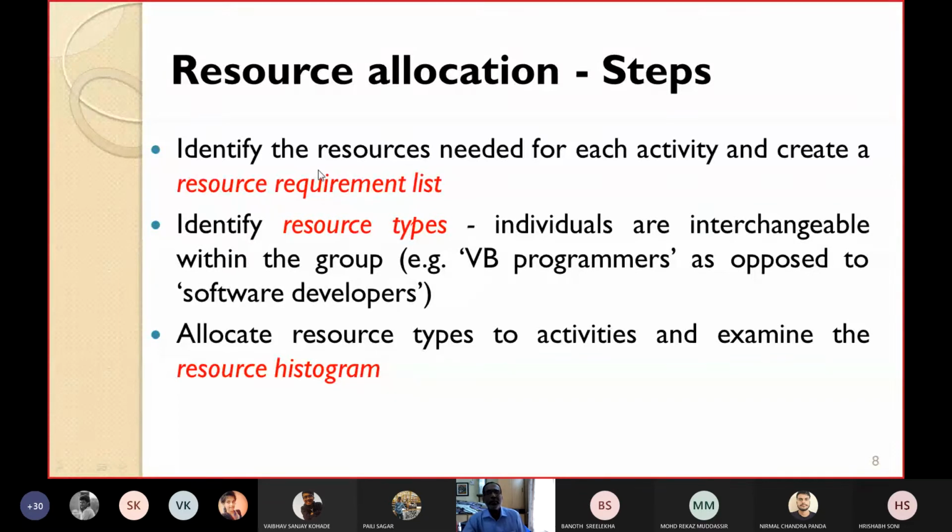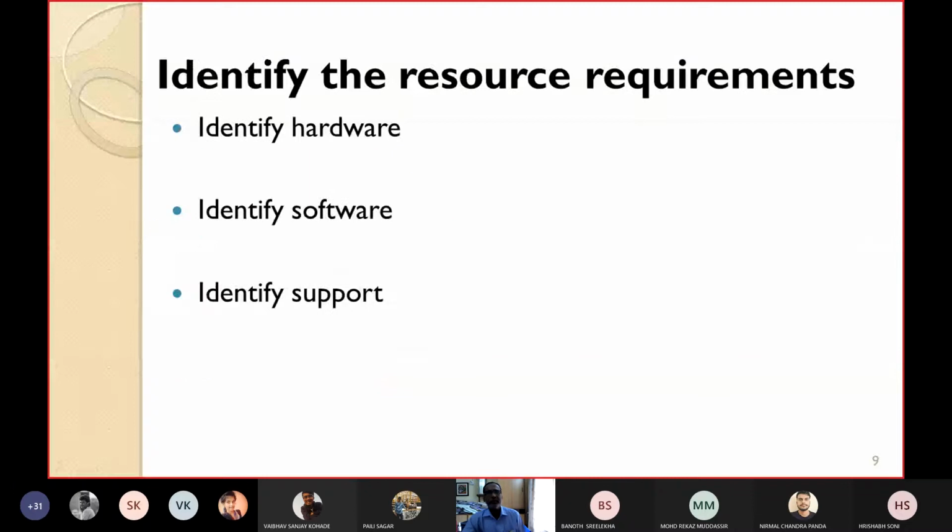Today we'll discuss only step number 1, that is the resource requirement list: how you can identify the resources, and then how you can represent the resources in the form of a list called the resource requirement list. So the first step is to identify the resource requirements, the resources that are needed, then prepare a resource requirement list.